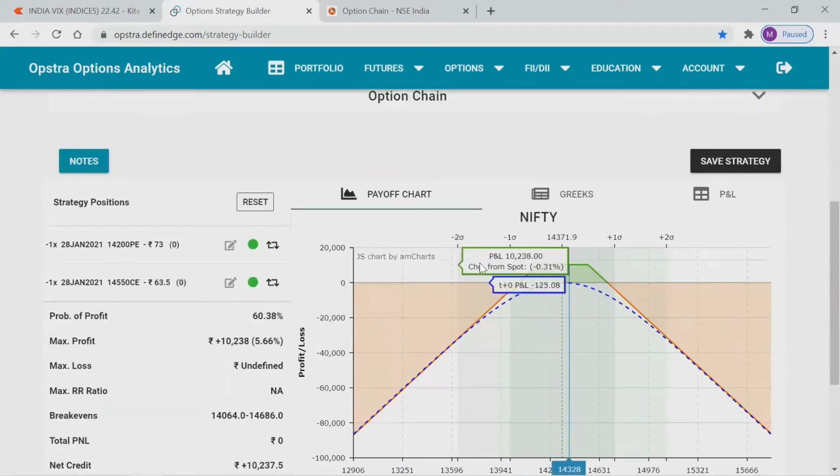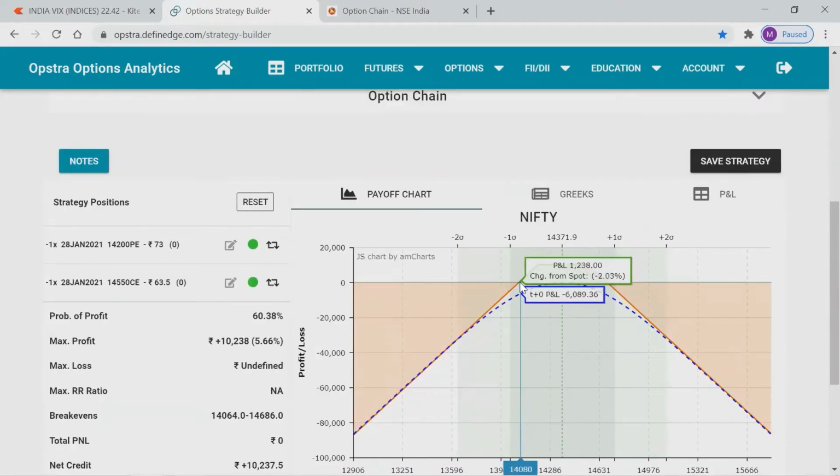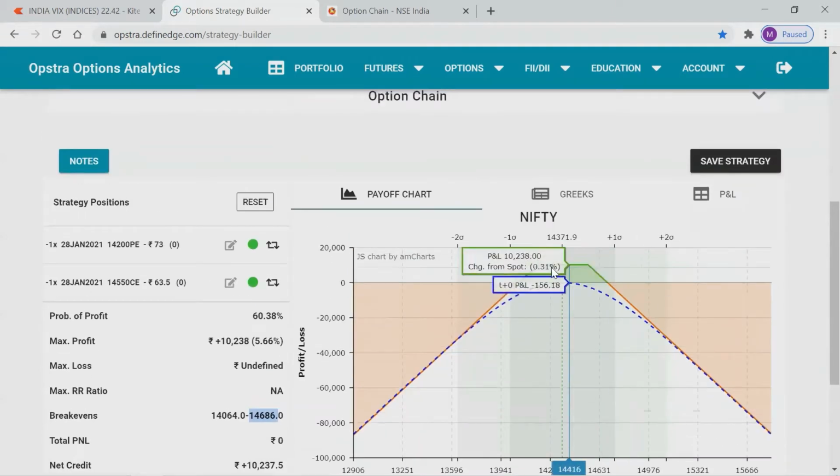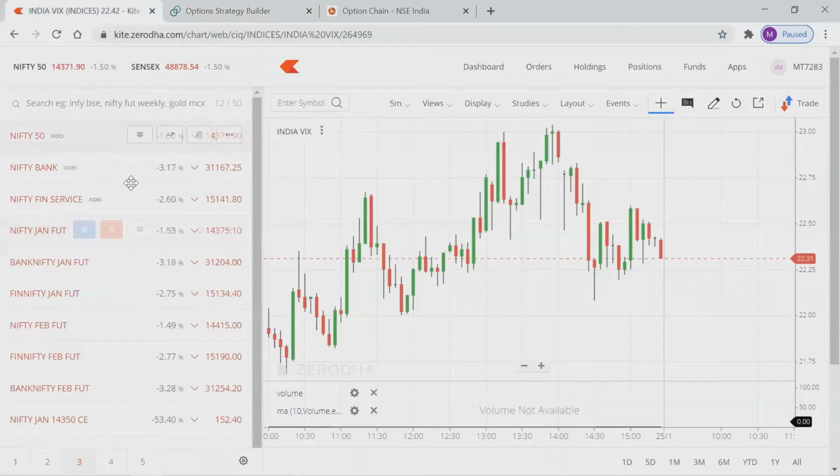Now see, this is a break-even point. What are break-even points? 14,064 and 14,686 are break-even points, and you will be losing money if the market breaks 14,064 or if it breaks 14,686. So here you will be in profits if the market is staying in this range. Let me explain with charts. Let's get on to Nifty.